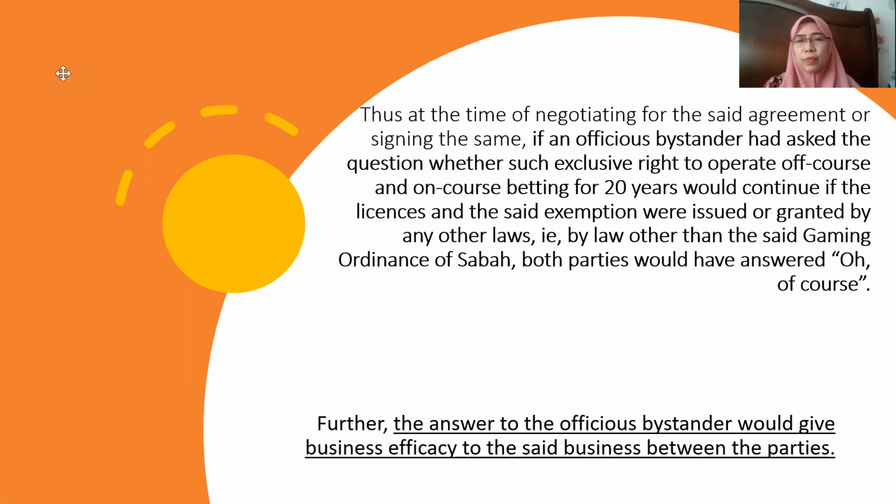Okay, and again, this is part of the application. The court applied the officious bystander test here. At the time of negotiating the said agreement, if an officious bystander had asked whether such exclusive right, the implied term, to operate off-course and on-course betting, it's about betting business here, for 20 years would continue if the licenses and the said assumption were issued or granted by any other law other than the State Gaming Ordinance, both parties would have answered, yes, of course.